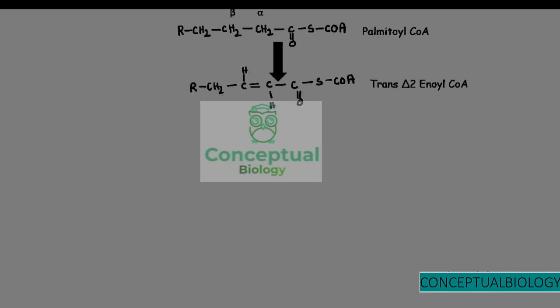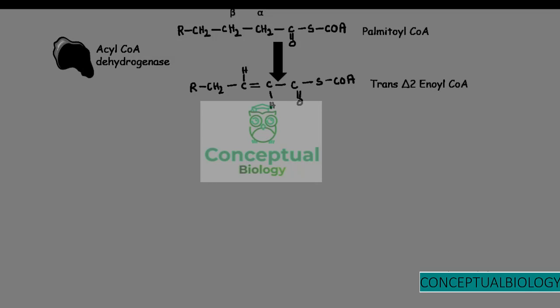Palmitoyl-CoA would be converted to trans delta 2 enoyl-CoA. As you can understand, there would be a double bond formation between alpha and beta carbon. In short, we can say hydrogen number is reduced. In other words, we can say there is oxidation taking place. And the enzyme that triggered this process is known as acyl-CoA dehydrogenase. As you know, these dehydrogenase enzymes can perform oxidation reactions, right?